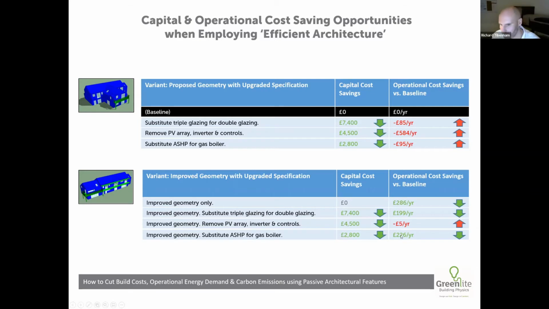So although these operational costs are still fairly low in layman's terms, reductions in capital costs are really quite attractive when you're looking at substituting triple glazing perhaps. And obviously this is just a notional example. You could improve on these figures if you wanted to further.